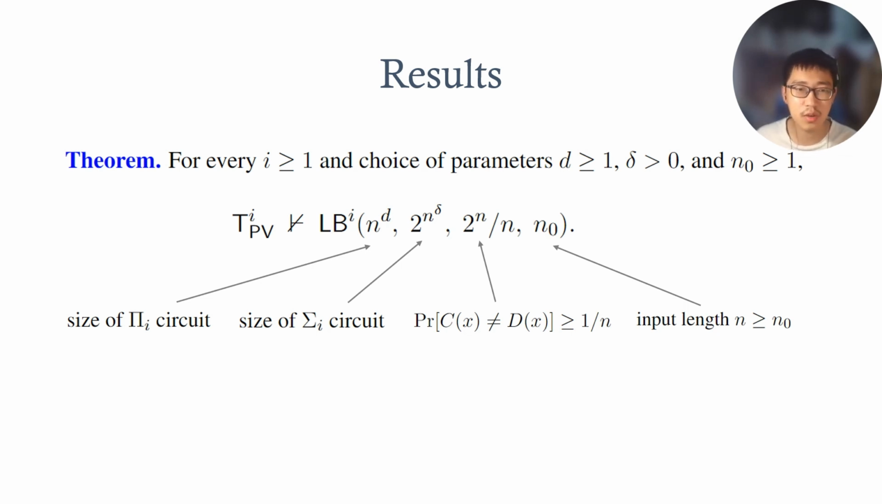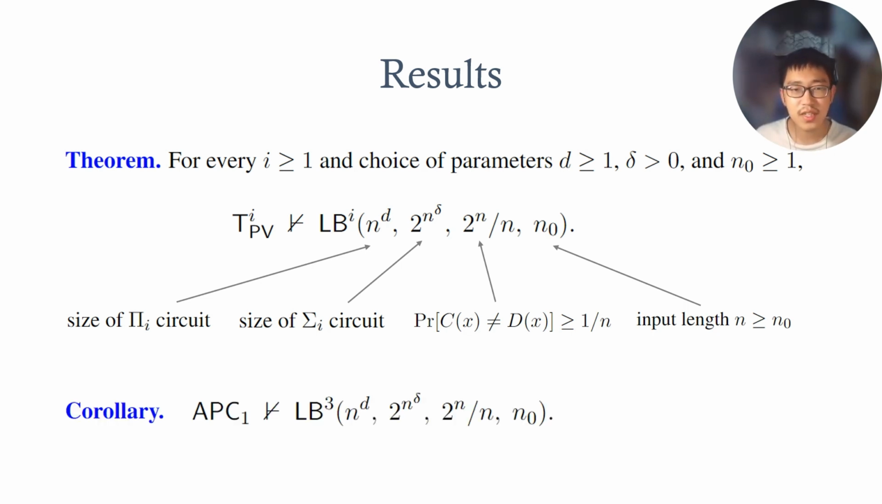And this lower bound says that a Pi_i circuit of size n^d cannot be computable by a Sigma_i circuit of size 2^(n^d), even if we consider approximation with a 1 over n factor over large input length. So since we know that APC1 is a subtheory of T^3_2 PV, we know as a corollary that APC1 cannot prove the sentence LB_3, which is the separation in the third level of the polynomial time hierarchy.